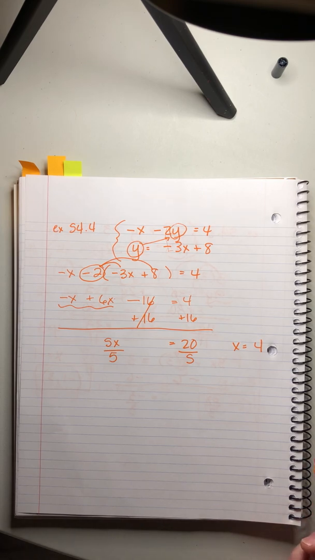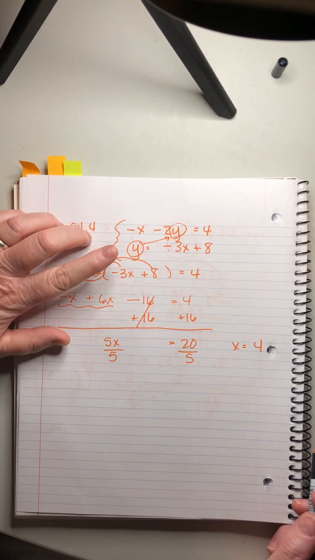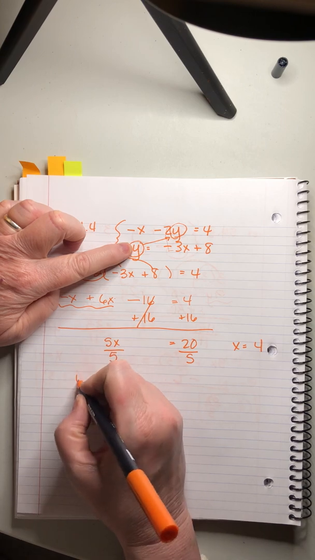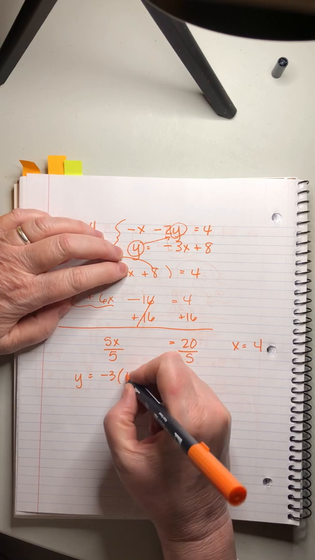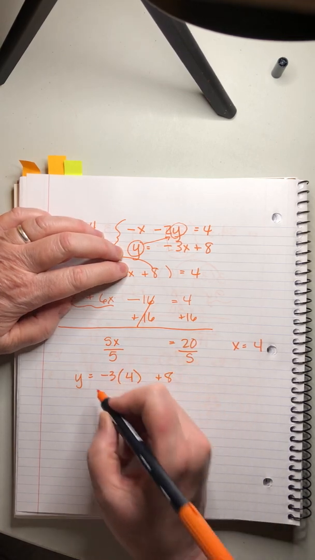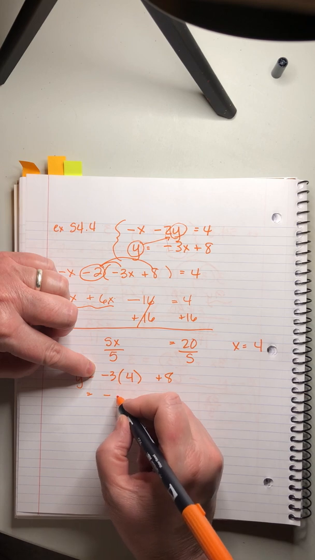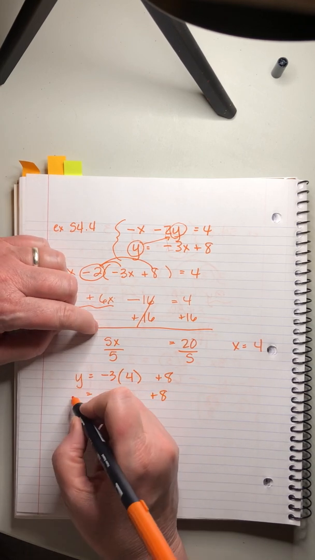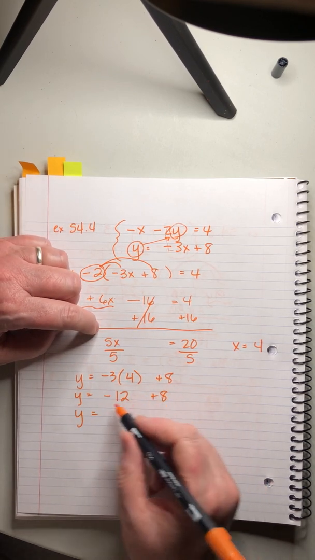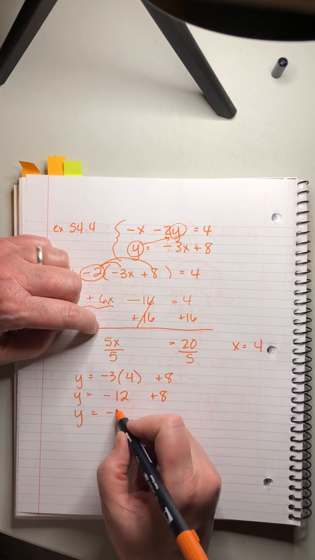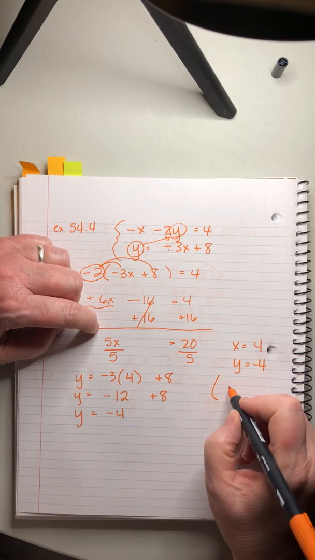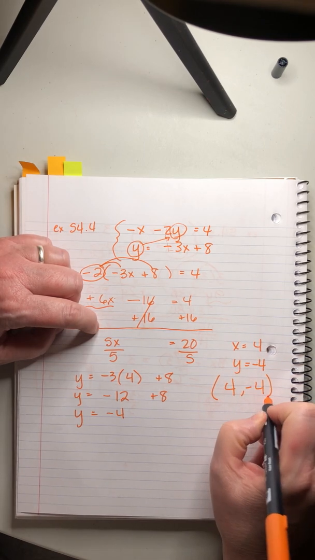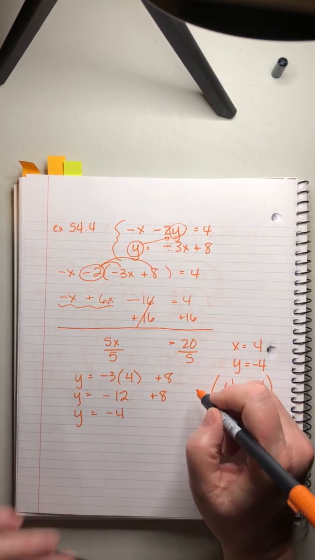As I showed you last time, you can plug it into either one. It will work out. You might as well just choose whatever looks easier. I like this one. Y equals minus 3 times 4, because x is 4, plus 8. Minus 3 times 4 is minus 12, plus 8. Y equals minus 4. I'm going to write that over there. And then our ordered pair is 4, minus 4. Remember, it's always x and y. This is our answer.